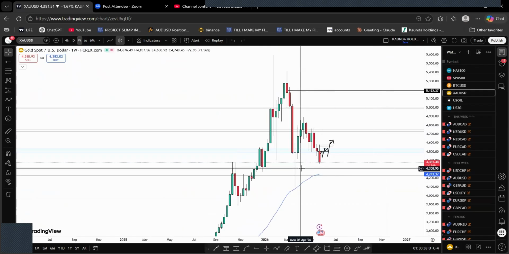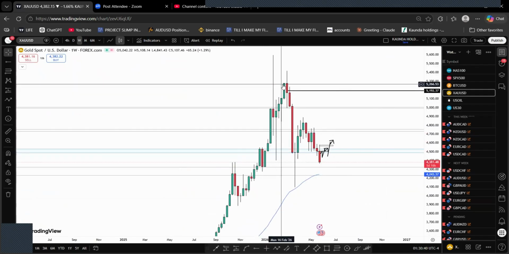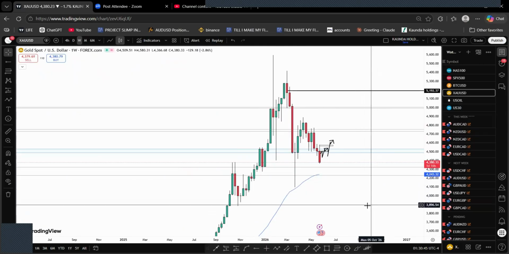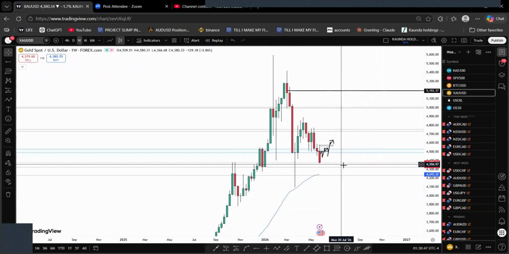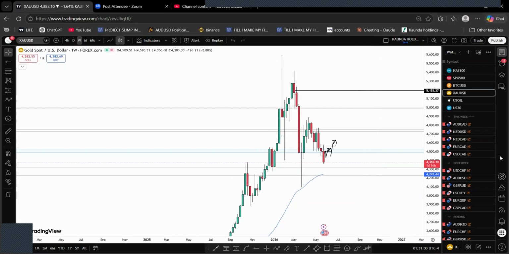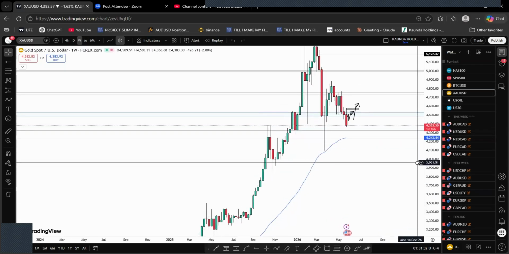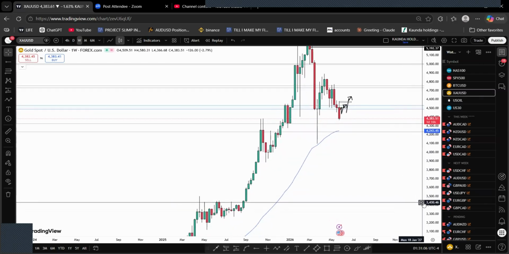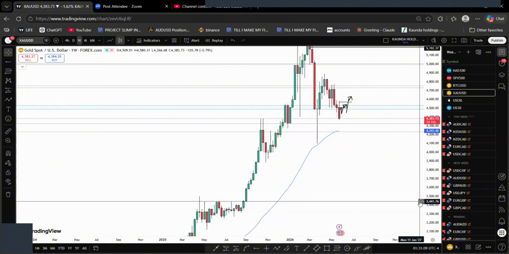This price has dropped from an all-time high to almost dropping to 4,000. And this might even go to 4,000 here. It might easily. But me, I would want to buy when price is at this point here. 3,421.